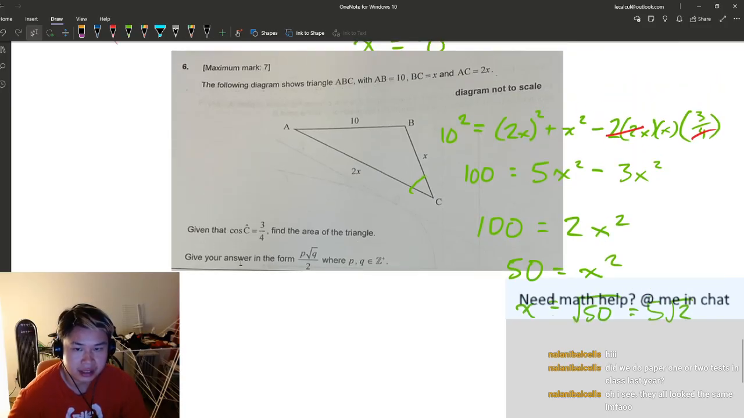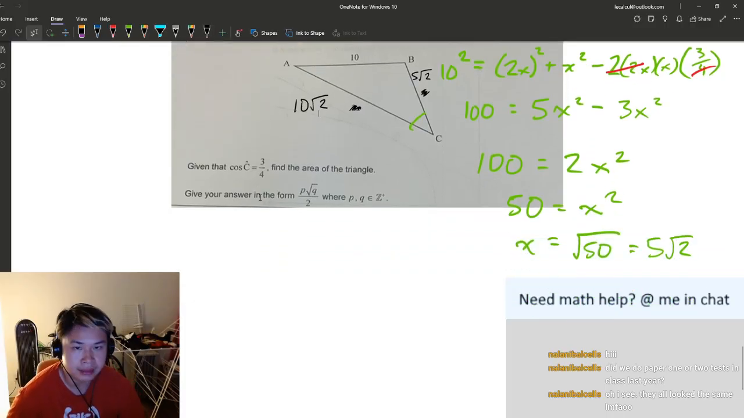And then now we can calculate the area of the triangle. So first off, let's write that in. So x is no longer x. This is 5 root 2. And this is 2 times 5 root 2, which is 10 root 2. Okay, and then we're almost there. There's one more tricky thing you need to do. But okay, here we go.